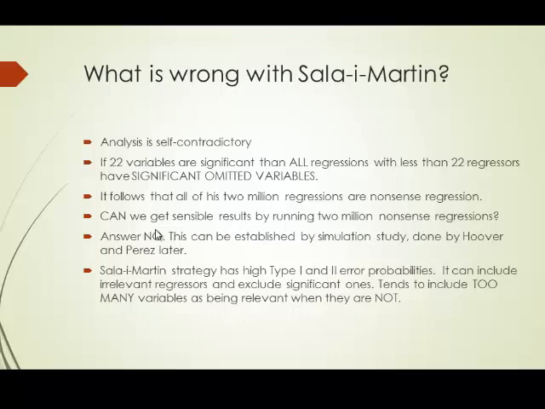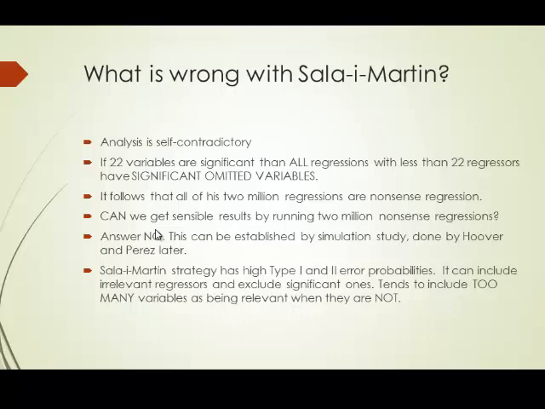And there was a simulation done by Hoover and Perez later. He constructed an artificial data set in which he chose some good regressors which determine the dependent variable, and then he chose some unrelated regressors. In simulations, we can know. On real data sets, we don't know what the determinant is, but in an artificial simulation, we can control which is the determinant and which is not.